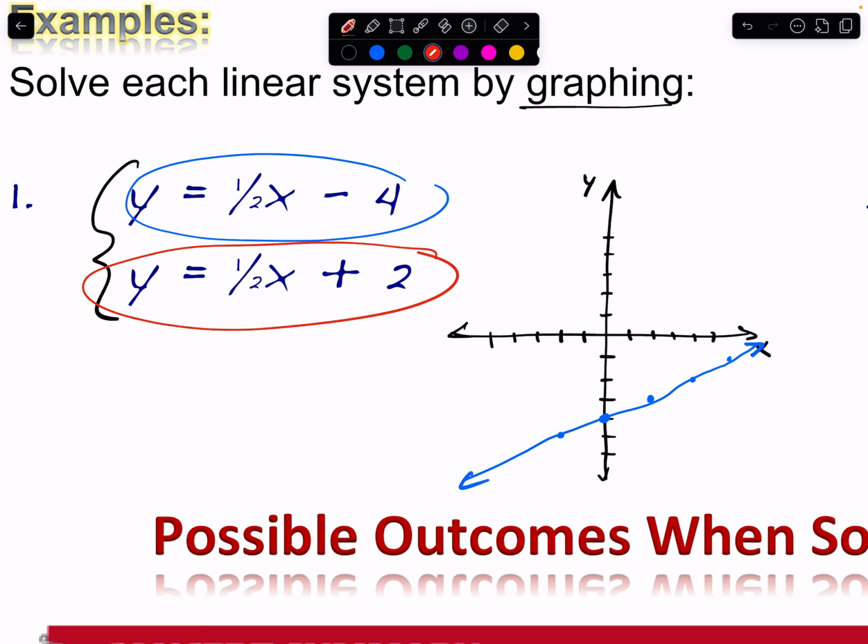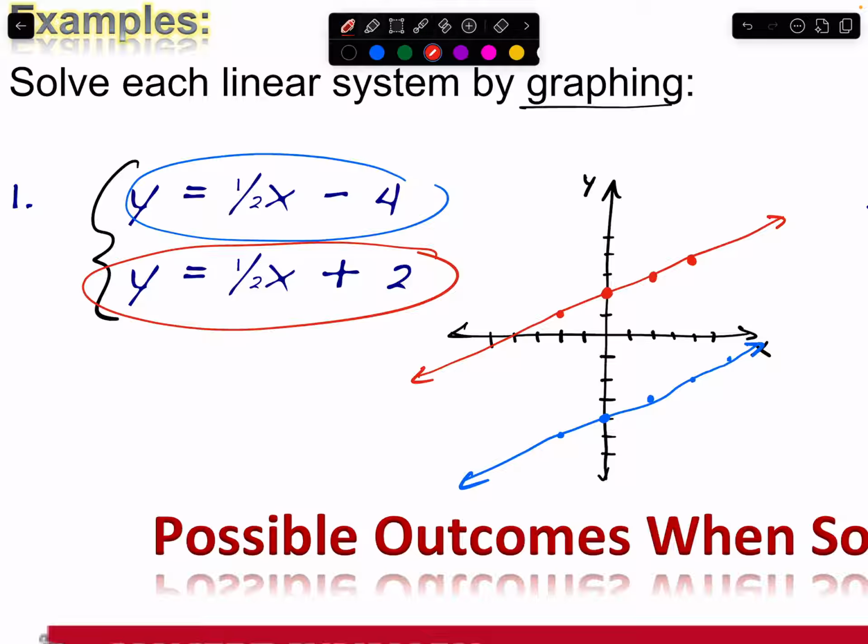There's our second equation. It starts up at 2 on the y-axis. And then it has the same slope. So I'm going to go up 1 and over 2 again. And I should have a line something like this. And these lines are going up. They're increasing at the same constant rate. They have the same slope.